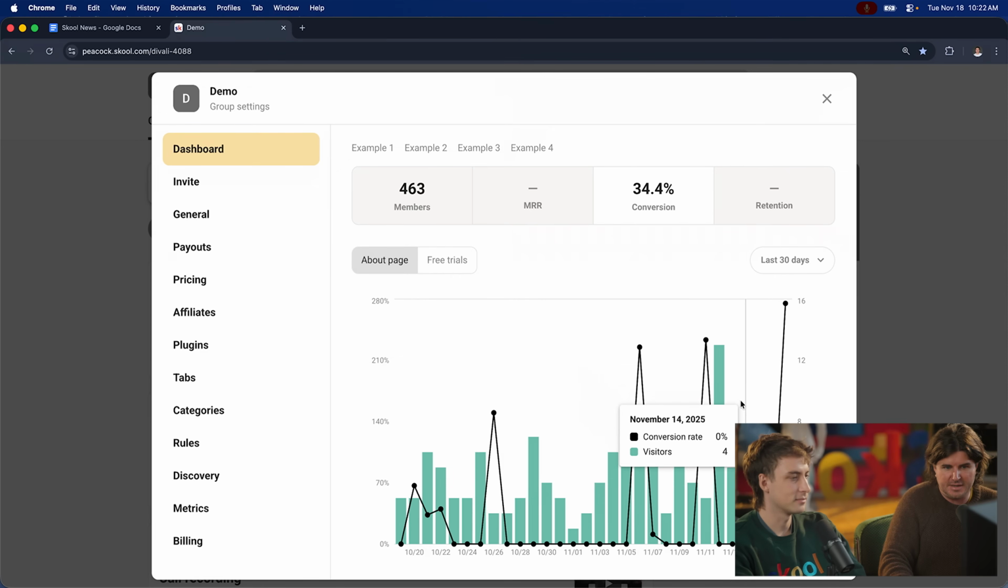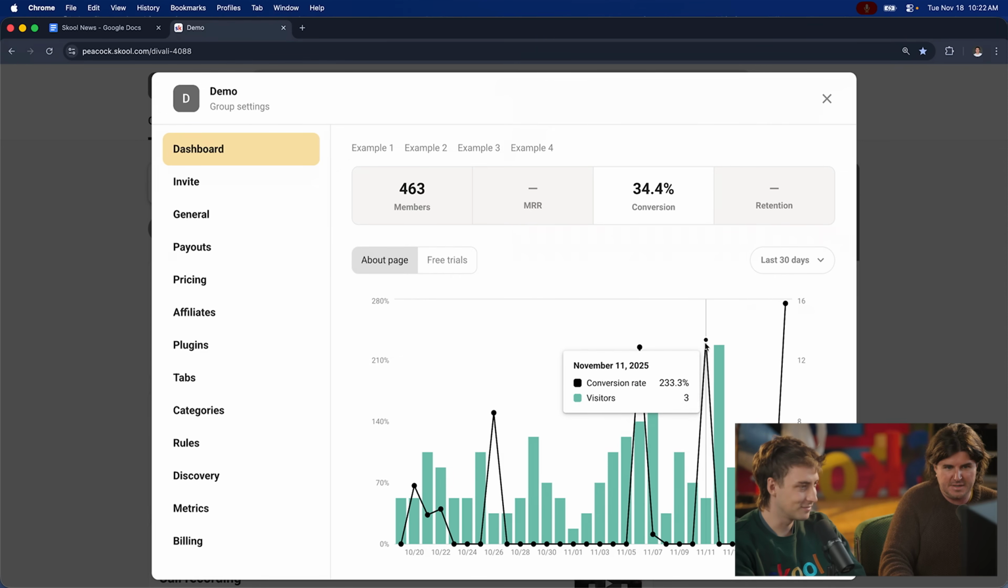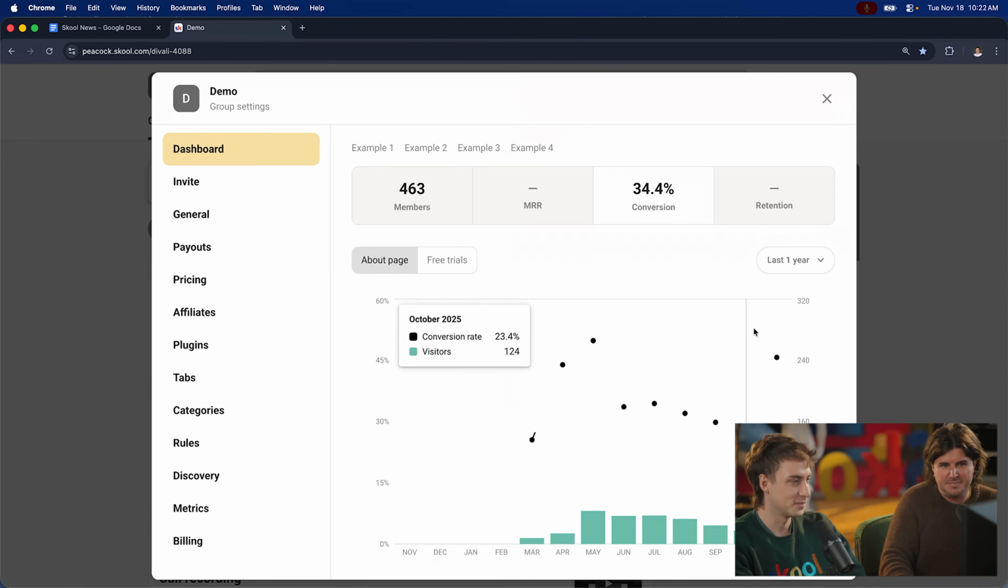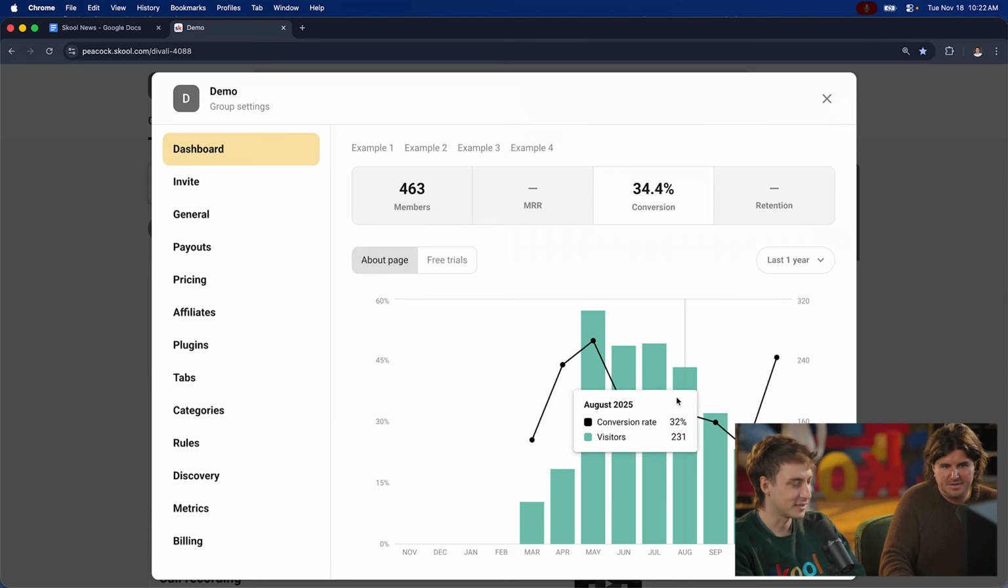Like this conversion rate can go from 0% to 233%. This is because it's a free group and it counts it as a conversion when you approve them. So that's why you really want to look at your conversion rate over time. That's very important. That's more accurate. Because once we look at 30 days, just eyeballing it, this conversion rate is like 32%.